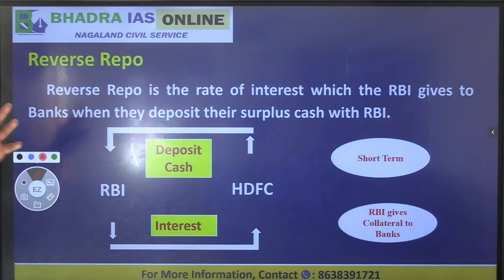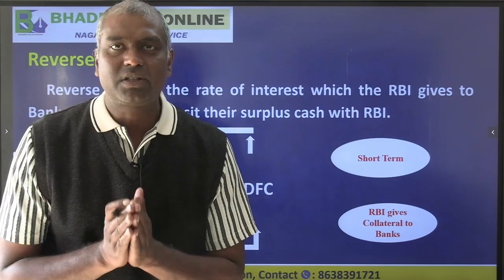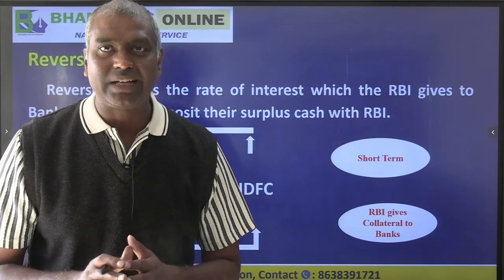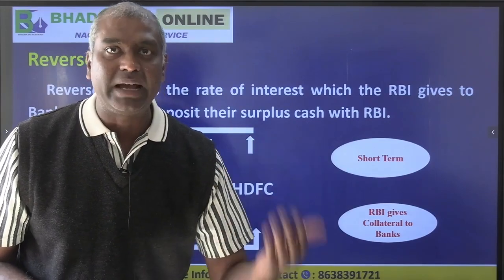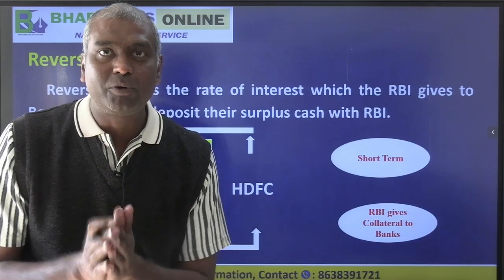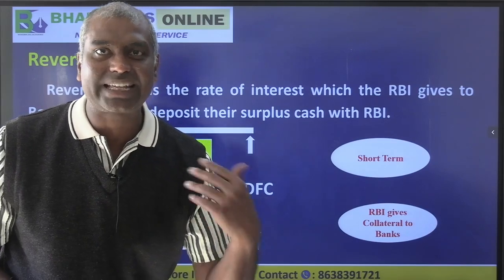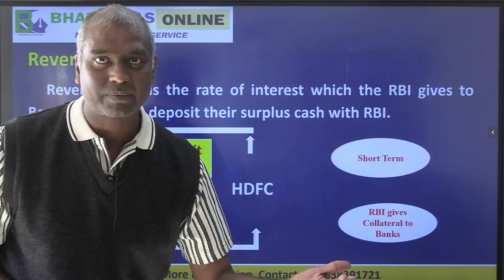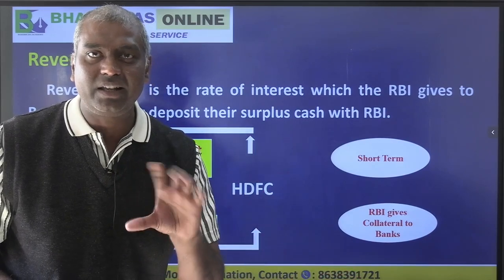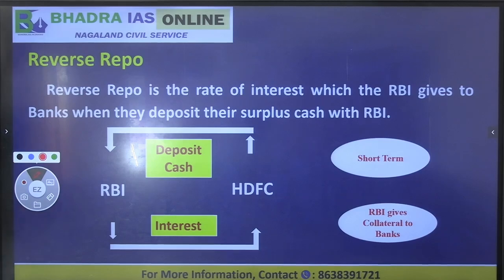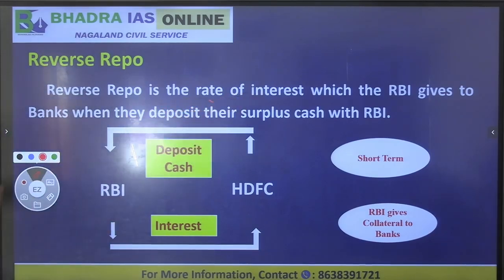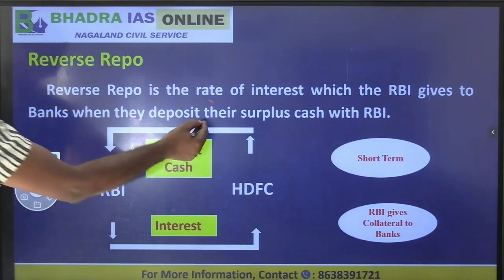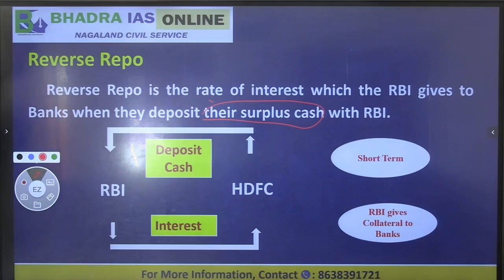Now what is the reverse repo concept? Reverse repo is generally understood as the rate of interest paid by RBI to the banks when banks deposit their surplus cash with RBI. Clear? Therefore, it is basically a rate of interest. You can understand it that way. So, reverse repo is the rate of interest which RBI gives to banks when they deposit their surplus cash with RBI. So, now normally what happens?